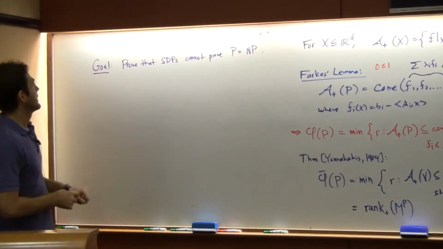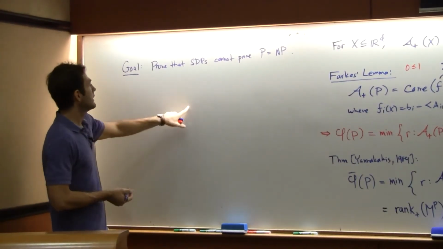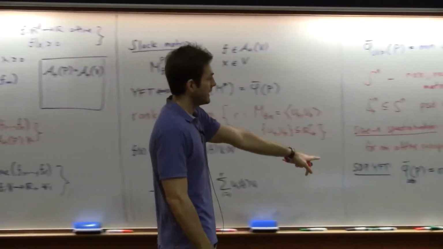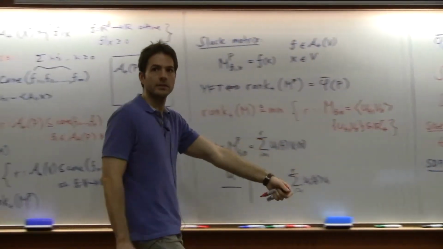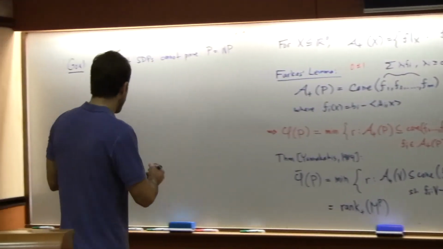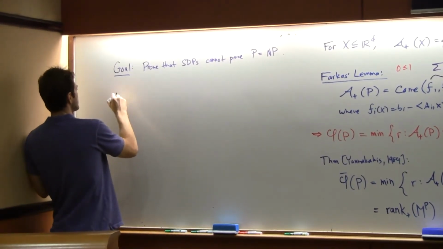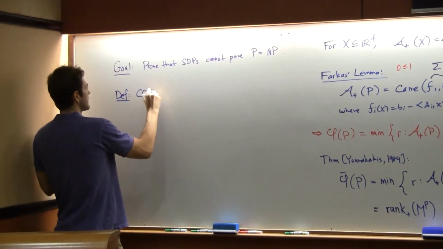So this is our goal, and in order to achieve that, we're just going to consider one particular family of polytopes, and we're going to try to prove that they don't admit any polynomial size PSD lifts. That's the goal. And what are those polytopes? So let's define them.